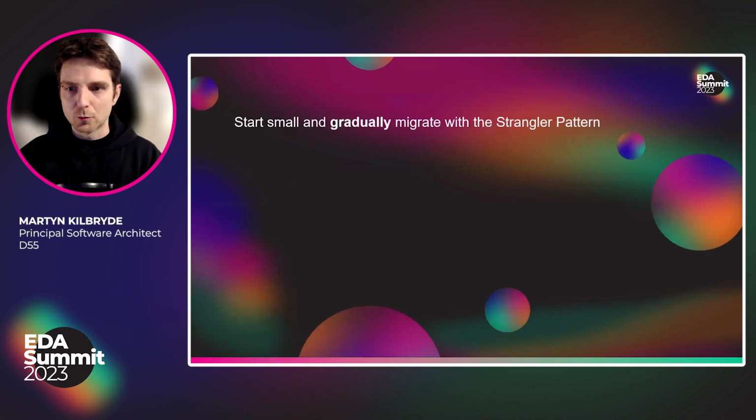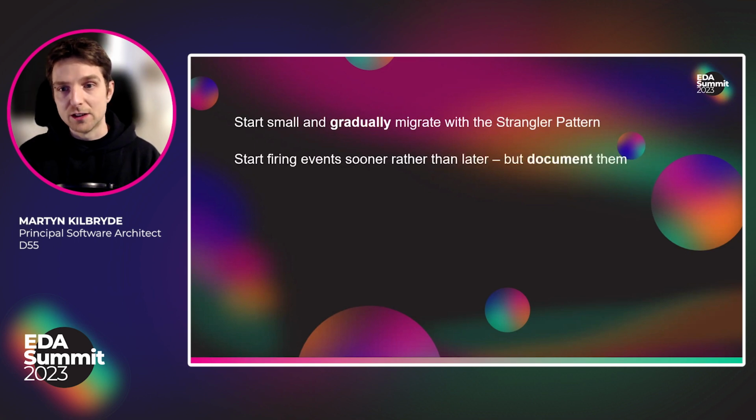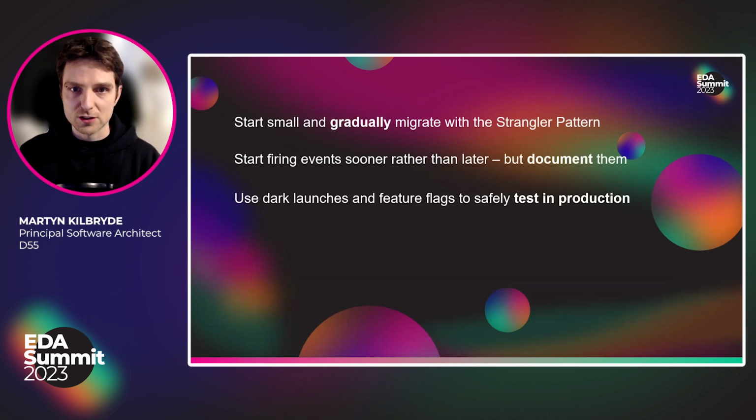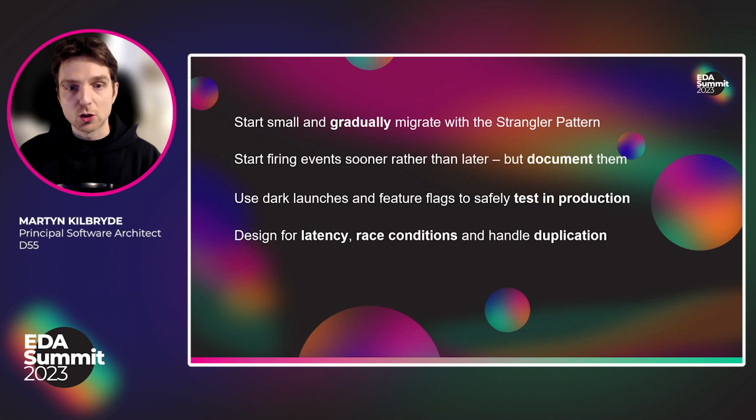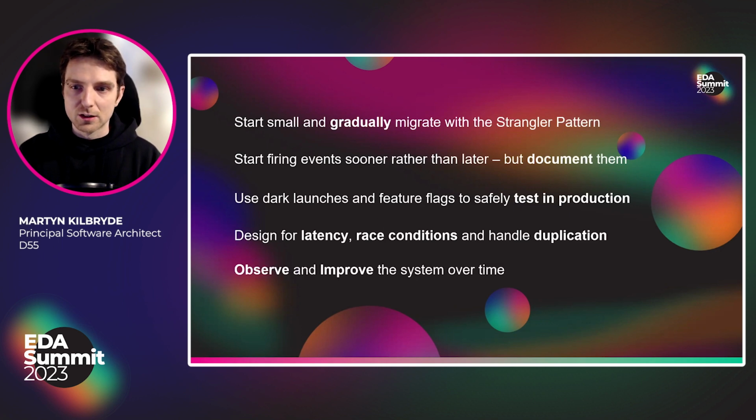So in summary, when transitioning from a monolithic architecture to an event-driven architecture, it's important to start small and gradually migrate. Start sending events sooner rather than later. Just make sure you document them as you go along. Now, to allow for safely testing new functionality in production environments, use dark launches and feature flags. And design for problems that come with asynchronous events. So latency, race conditions, duplication, etc. And make sure that you observe and improve that system over time.